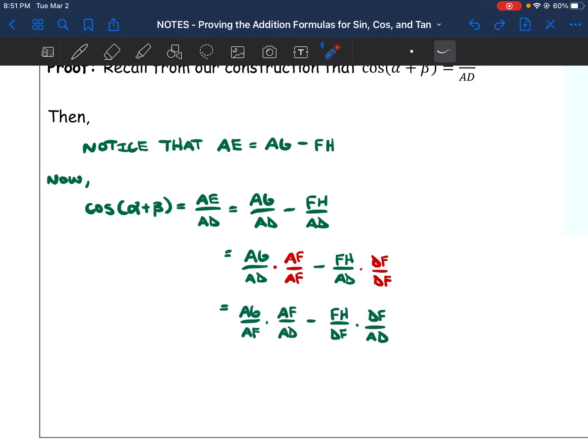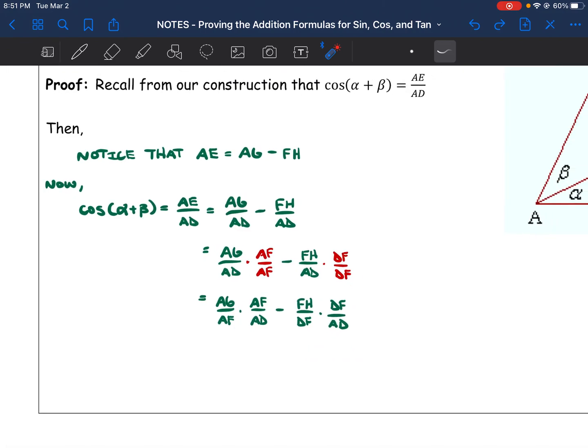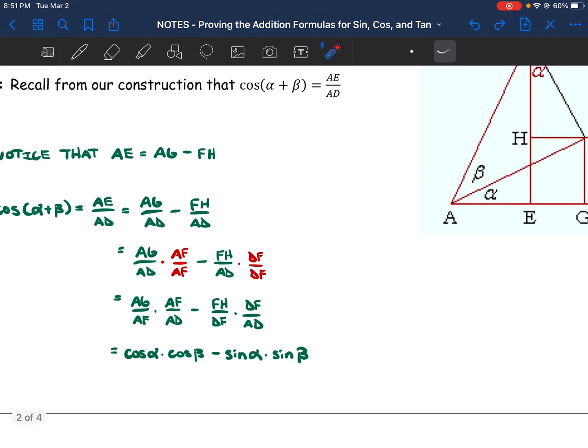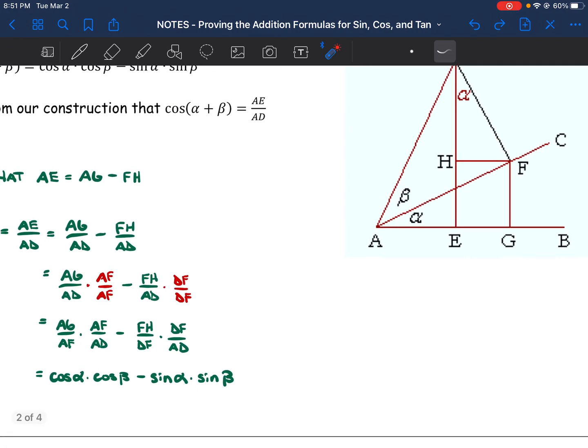Manipulating some of these pieces, let's go ahead and switch the places of AD and AF right here. And let's switch the places of AD and DF right here. By doing that, let's look at the pieces that we get. If we look at AG over AF, here's AG, here's AF.